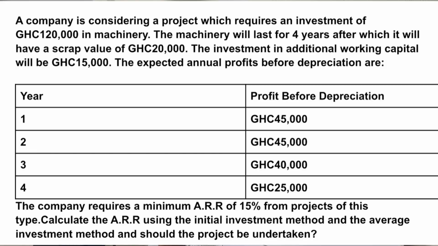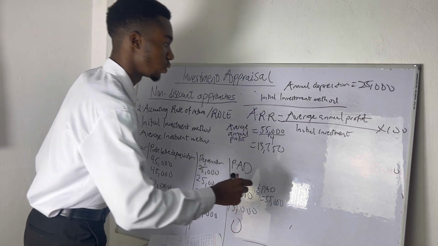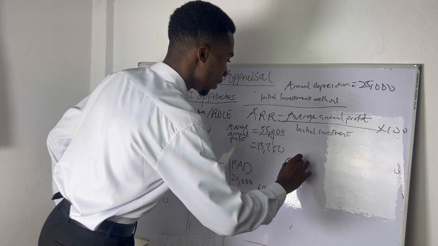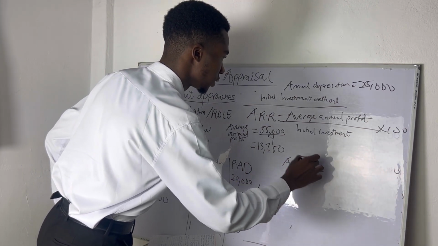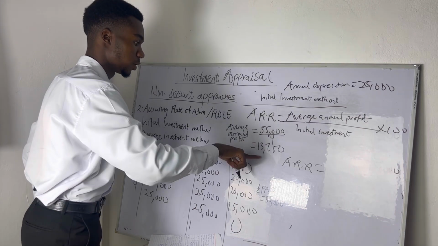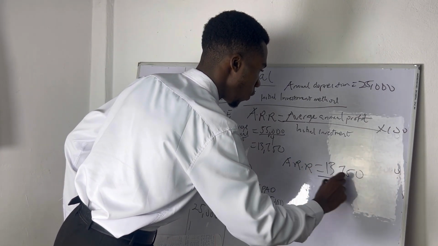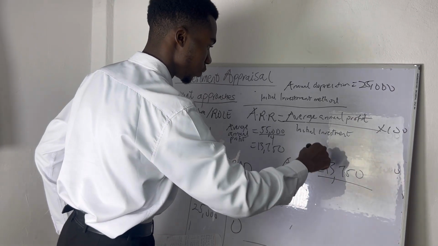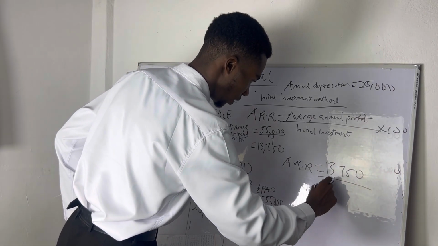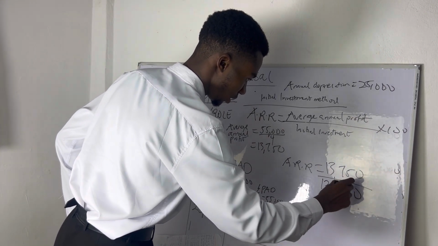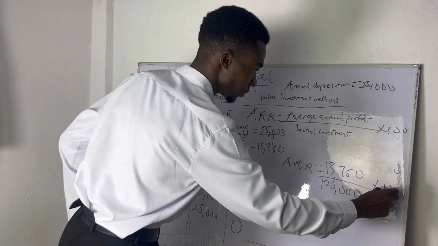The question says the cost is 120,000 cedis. So the initial investment is just the cost, and it's always stated in the question most of the time. So now our ARR using the initial investment method is the average annual profit, which is right here, 13,750, over the initial investment, which is the cost, which is 120,000 Ghana cedis, times 100.